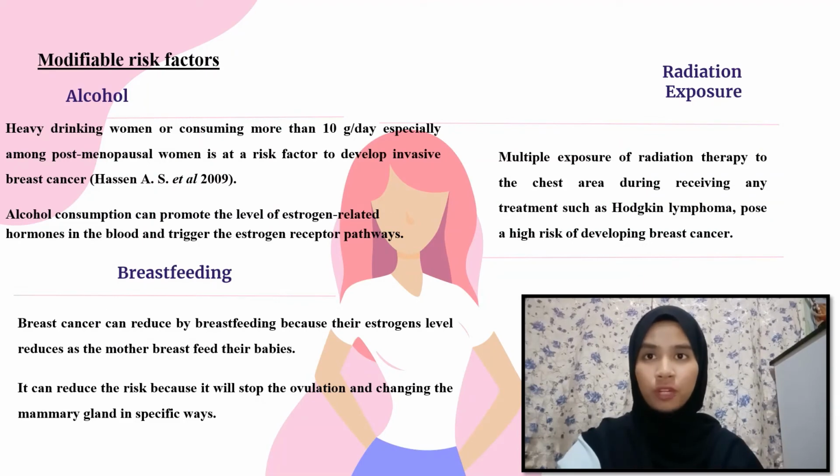For modifiable factors, firstly, alcohol. Consuming more than 10 grams of alcohol a day puts one at high risk of developing invasive breast cancer because it will increase the level of estrogen in the blood. Next, breastfeeding. Breastfeeding can reduce the risk of developing breast cancer as it decreases the estrogen level and stops ovulation. Factor number 3 is radiation exposure. Radiation at a certain wavelength, called ionizing radiation, can damage the DNA in cells, leading to potentially serious effects including cancer.